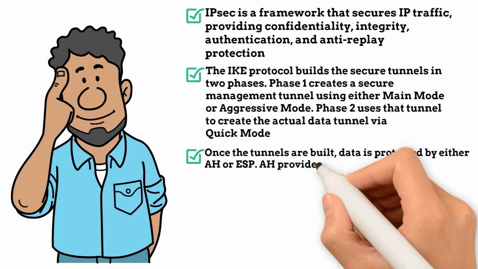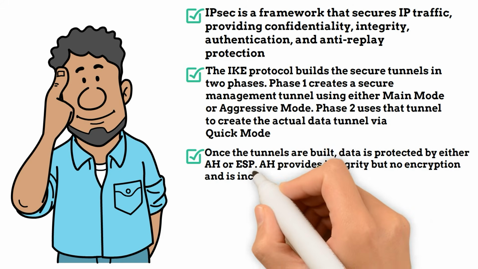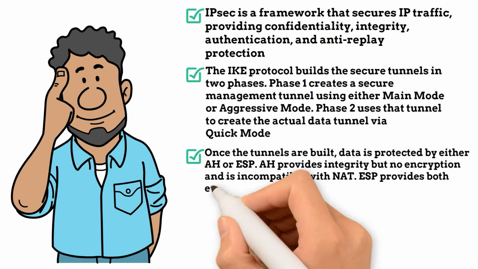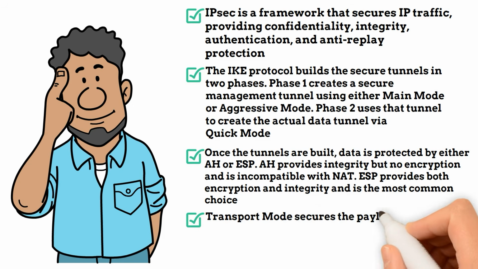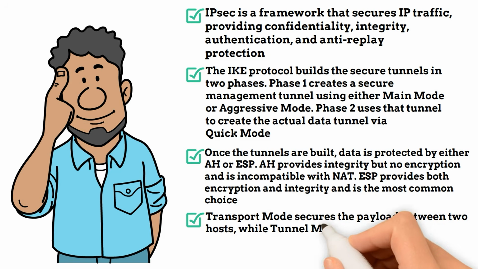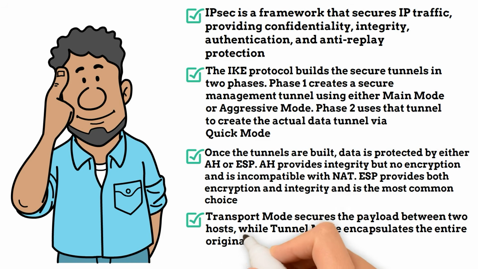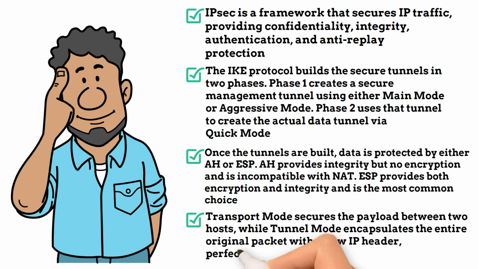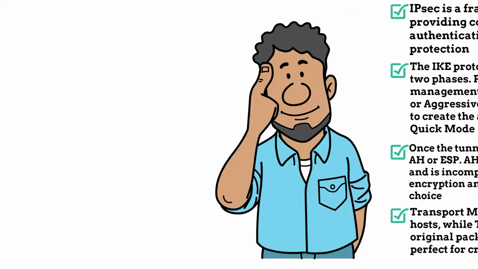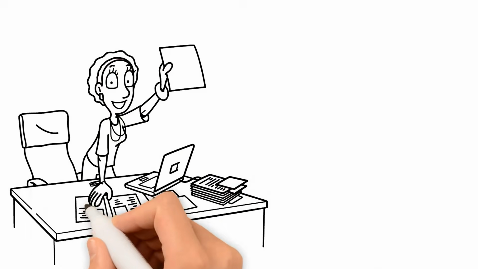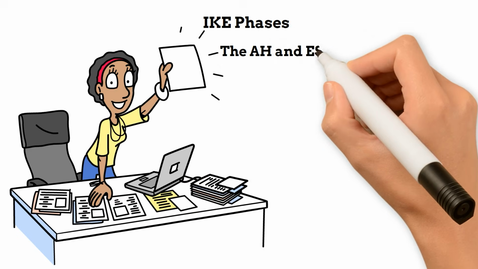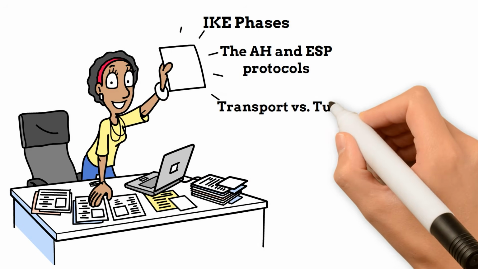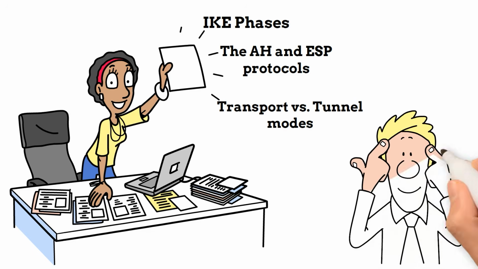AH offers integrity but no encryption and is incompatible with NAT, while ESP provides encryption and integrity and is the most common choice. Transport mode protects the payload between hosts, while tunnel mode encapsulates the entire original packet with a new IP header and is ideal for VPNs. IPsec is a complex topic, but breaking it down into IKE phases, AH versus ESP, and transport versus tunnel modes makes it much easier to understand.